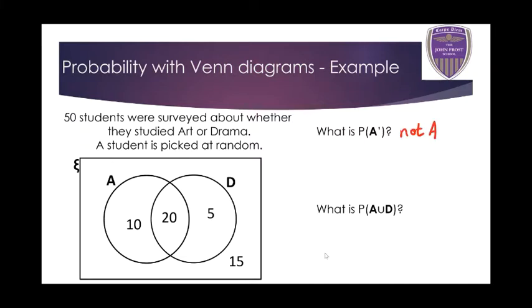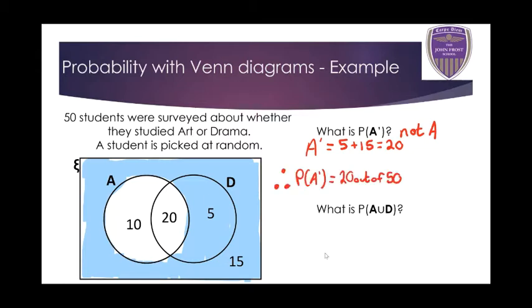Well, if we highlight the Venn diagram, that's everything except the event A, the circle A. And if we add up all those numbers outside of that, in the shaded area, we've got 5 and 15. Therefore, 20 people don't do art. Therefore, the probability of picking a student who doesn't do art is, well, there's 20 of them, so 20 out of 50. Put into a fraction, solve the fraction, turn it to a decimal, 0.4 chance.